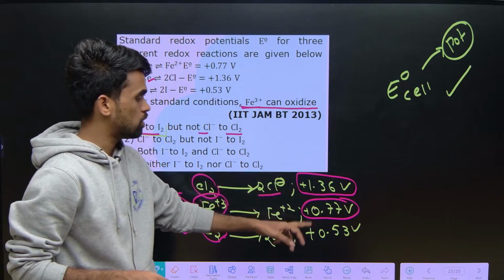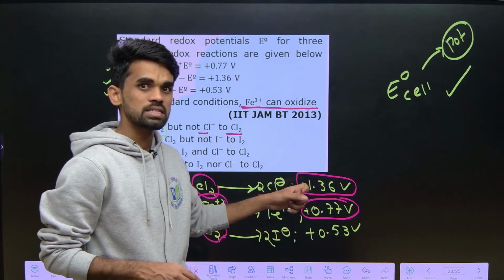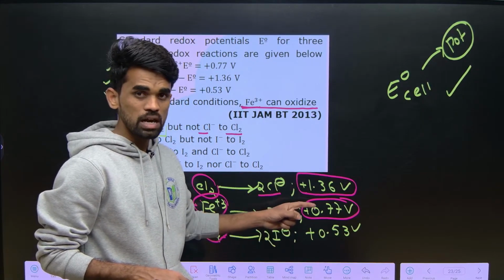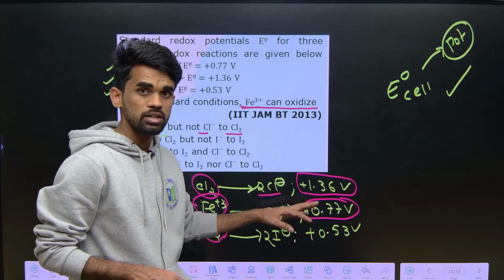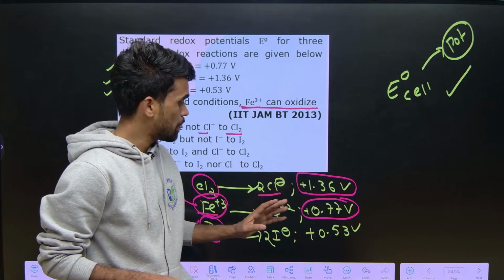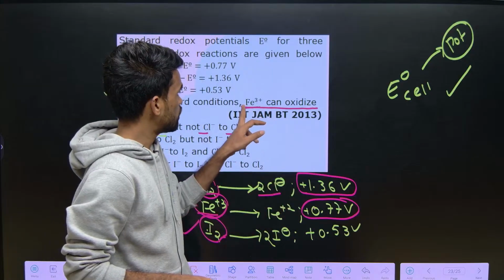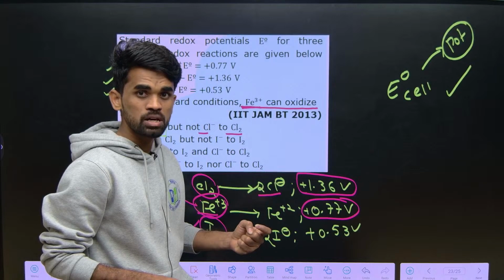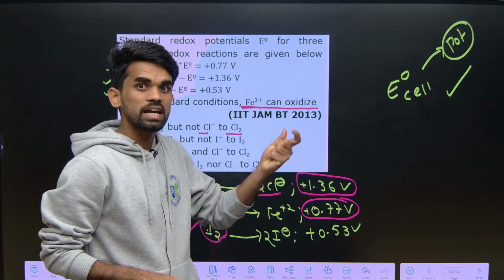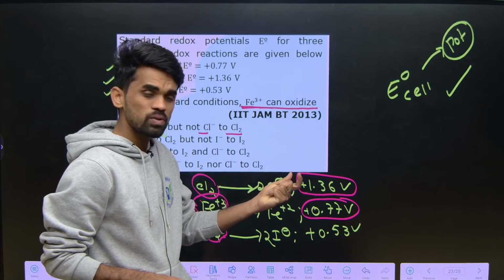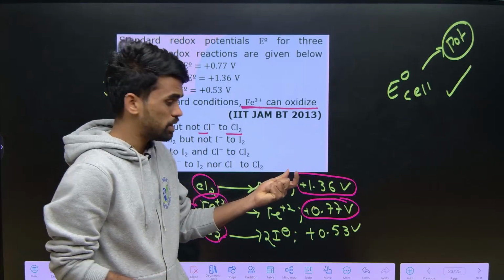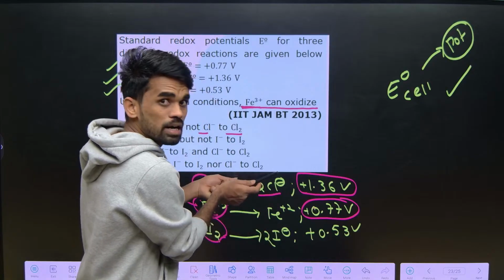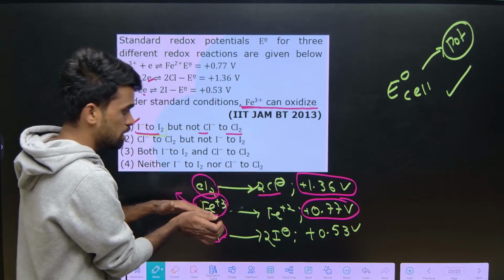Just look at these values. If the value is highest, it can oxidize the lower ones. If the value is lowest, it cannot oxidize anything. For a species to oxidize others, it should undergo reduction, and reduction is possible if it has the greatest value. If it has an intermediate value like this, yes, it can oxidize the bottom one but not the top one. That's it. You can remember this trick.